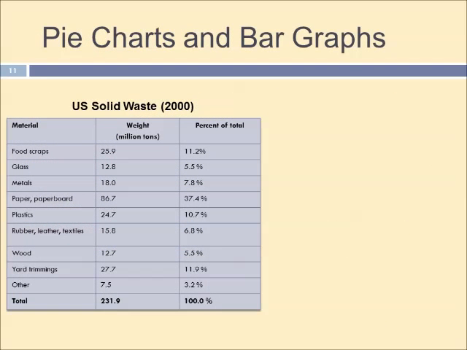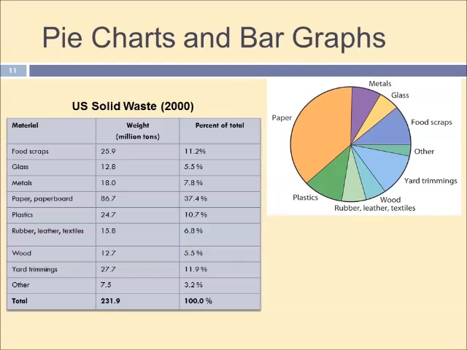So here's an example. Suppose we're measuring solid waste, and the variable is the material. So it takes on many different values. We could say we're looking at food scraps, glass, metals, and so on and so forth. Now, representing this as a pie chart, we have each category listed, and the size of the piece of pie is proportional to the percentage of the total it represents.